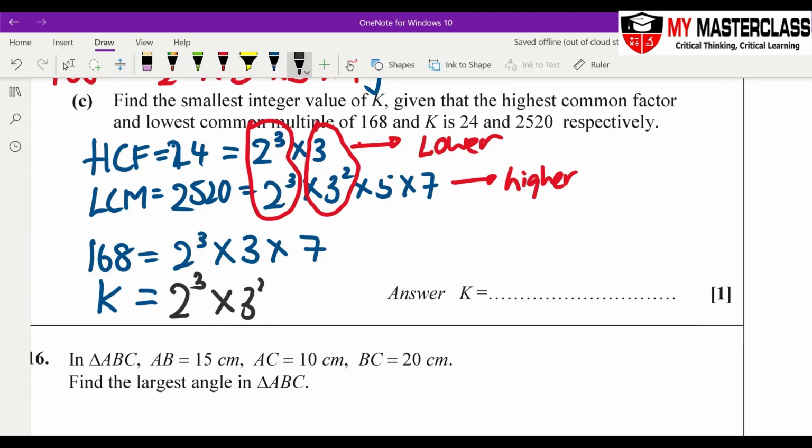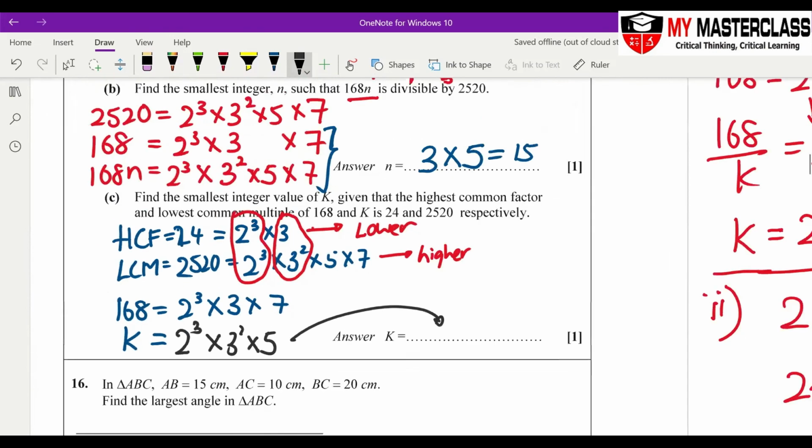Same thing. The HCF has no 5, but the LCM has 5. 168 has no 5. Kaini, must k have 5 or not? Must have 5. Yes, times 5. Okay. Jerica, the HCF has no 7. The LCM has a 7. 168 has a 7 already. Must k have 7 or no 7? No 7. Very good. So this is k already. And remember to evaluate your answers and then put it down over here. Okay?